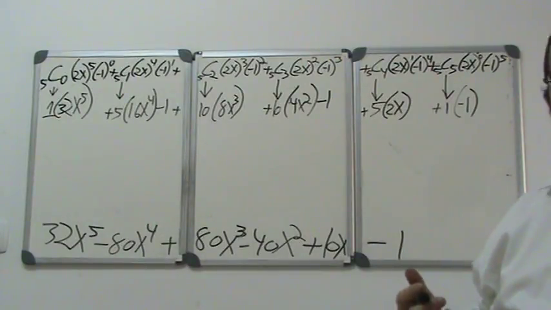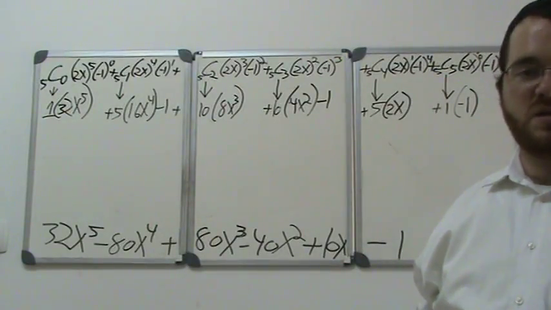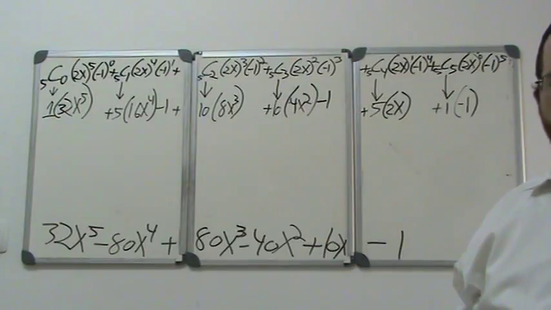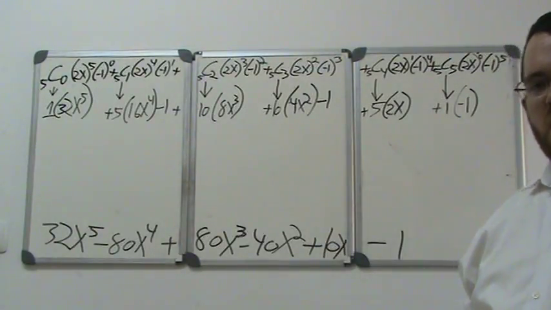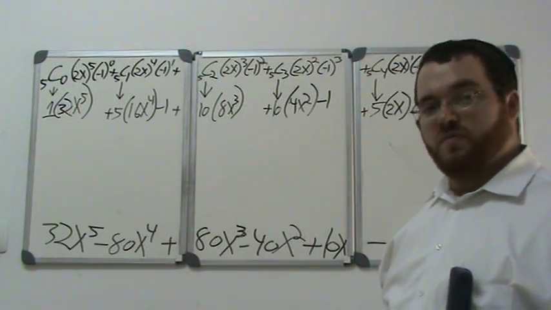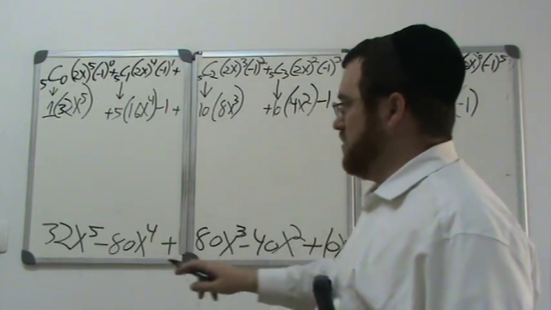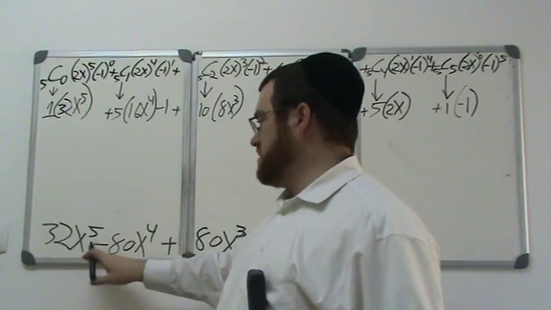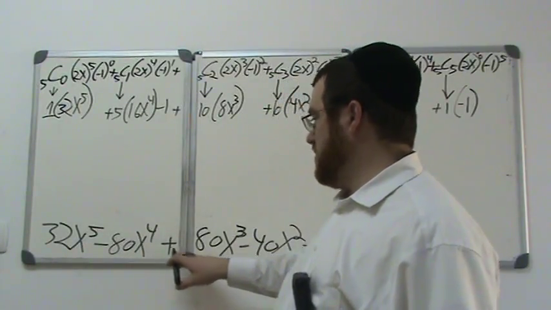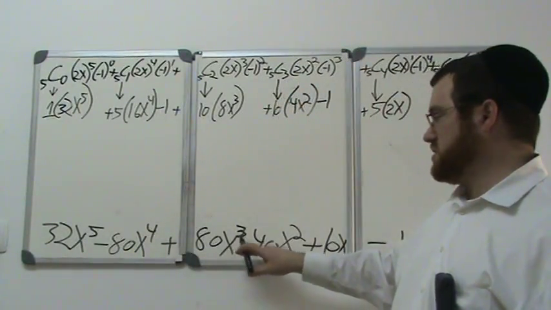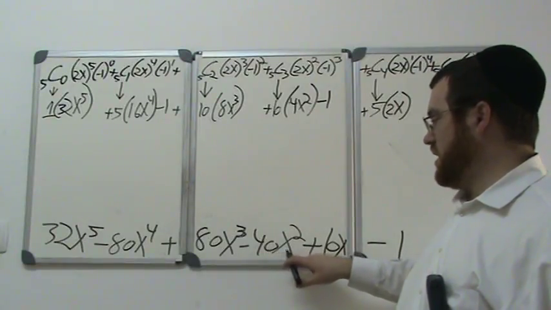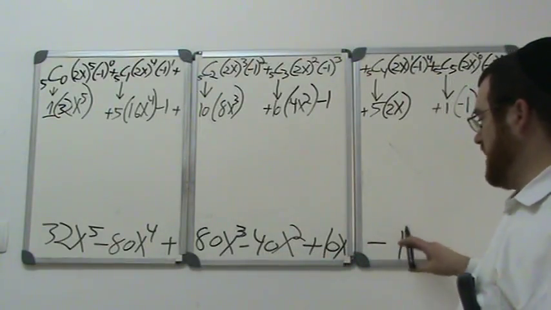Negative 1 to any even power is a positive number, and negative 1 to any odd power is equal to a negative number. So your final answer will be 32x to the 5th minus 80x to the 4th plus 80x to the 3rd minus 40x squared plus 10x minus 1.